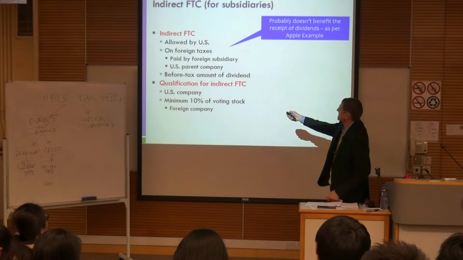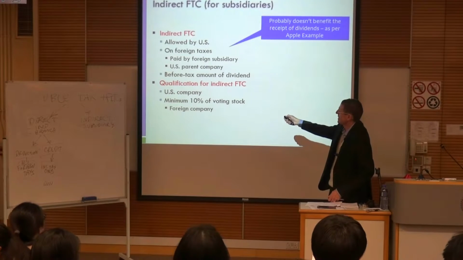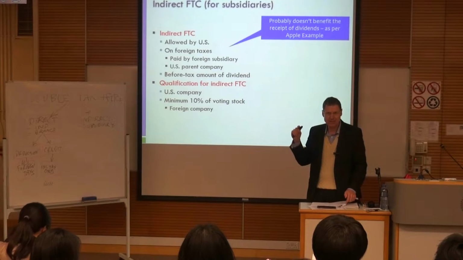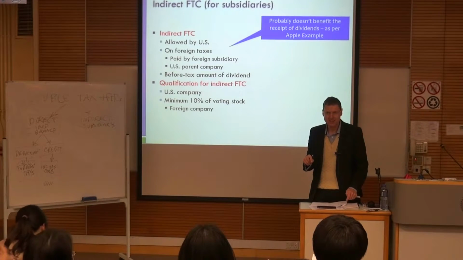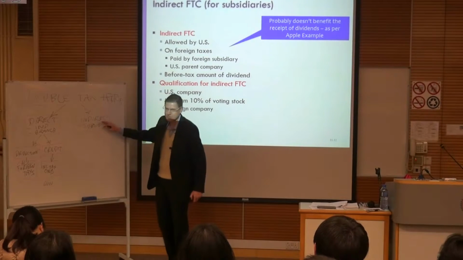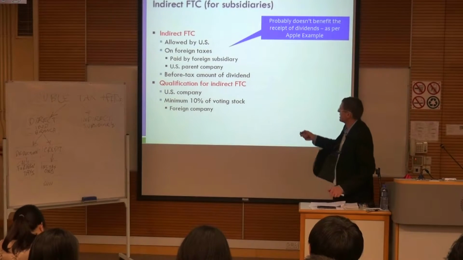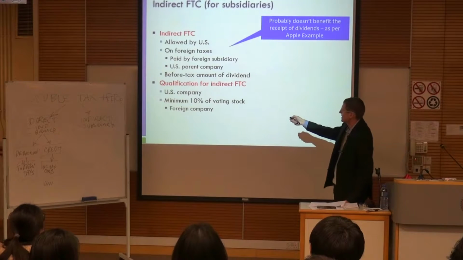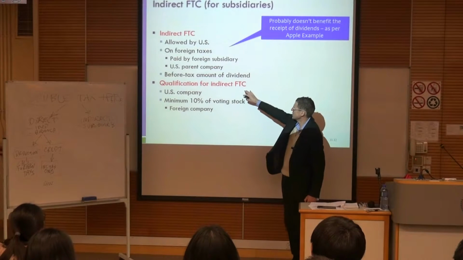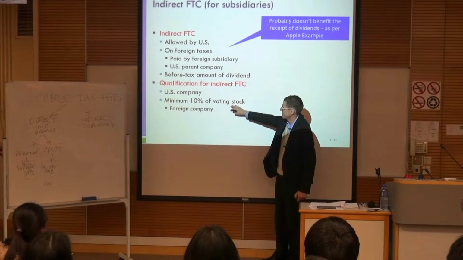Indirect foreign tax credit is allowed by the US. Now, what do you mean? Indirect foreign tax credit is a credit for subsidiaries. Before we just looked at direct credit or direct deduction. Now we're talking about the indirect subsidiary. It's allowed by the US on foreign taxes paid by a subsidiary, before tax amount of the dividend. However, there's a qualification of indirect foreign tax credit: a US company needs a minimum of 10% of voting stock.